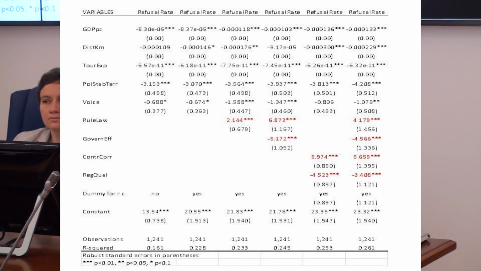How about institution services? Government effectiveness is definitely an institution service. And here the effect is negative, as our theory predicts, and also highly significant. Control of corruption is an institution rule: positive, significant. Regulatory quality, an institution service: negative and significant.